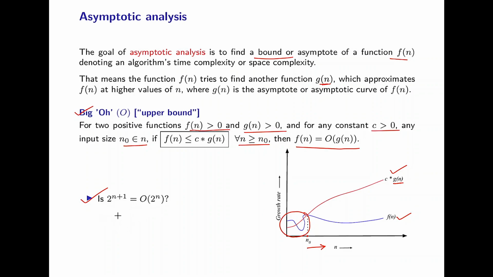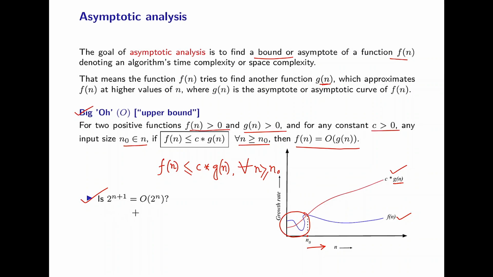To check it, what do we need to do? Here it is clearly written that if f(n) is less than or equal to c times g(n) for all values of n greater than or equal to n naught, where n naught is an instance of n, if this equation holds, then we can say that f(n) is equal to big O of g(n).